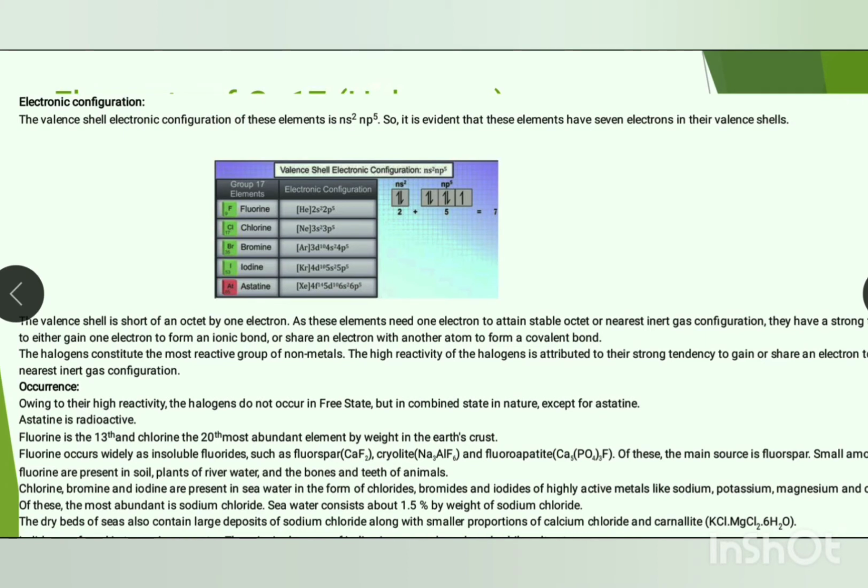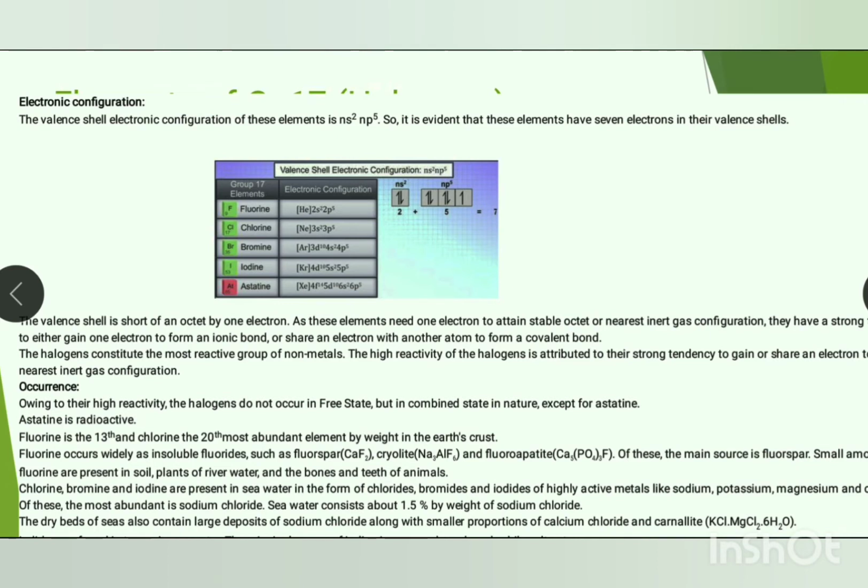They are very reactive due to their high electronegativity. They are very electronegative elements, and that's why they are very reactive. They do not occur in a free state in nature. They occur in the form of compounds, except astatine. Astatine is a radioactive element.